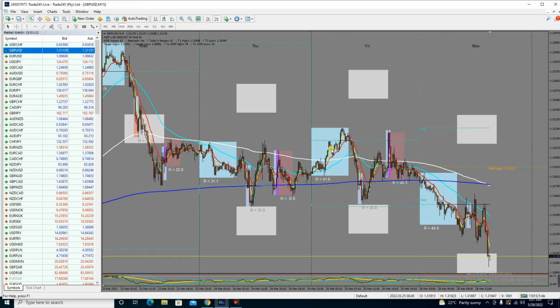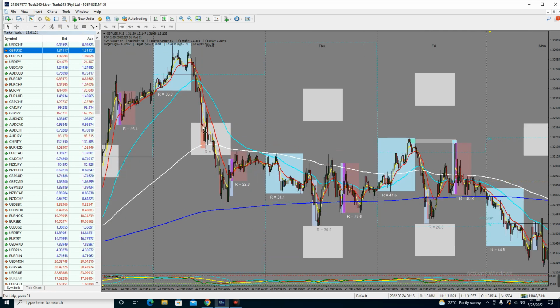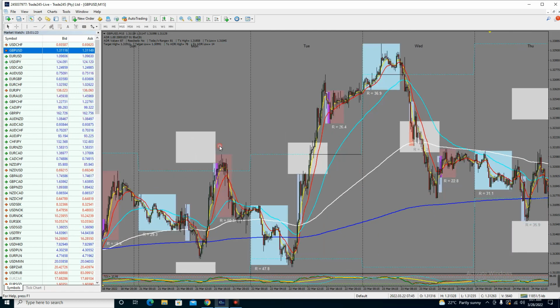Right, in this case, this is another variation to the theme. As you can see, this did not go above the Asian range, right? This did not go above the Asian range. So we're going to look for other examples.